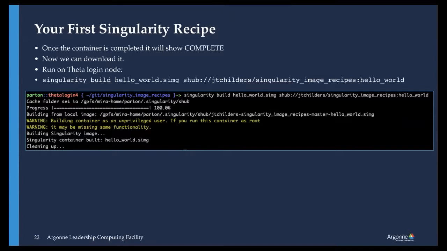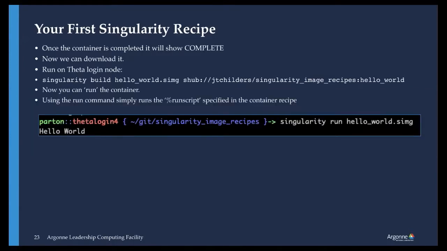So you can see here where it essentially downloads, that's the progress bar, it downloads the image, and then builds the file hello world.simg in my local directory. So now I can run the container just with simply saying singularity run and then the hello world.simg, and you can see it executes my hello world C++ example.